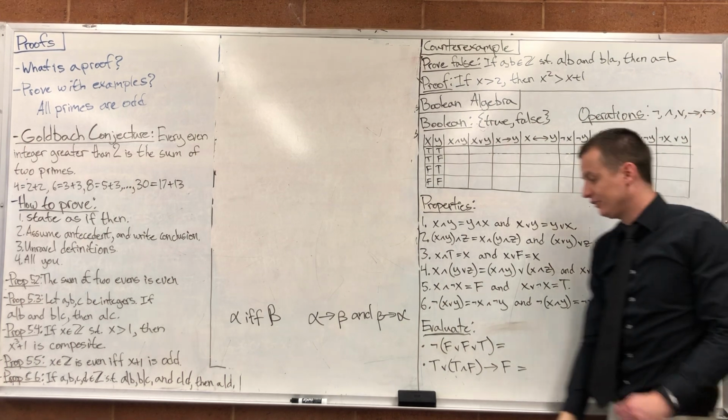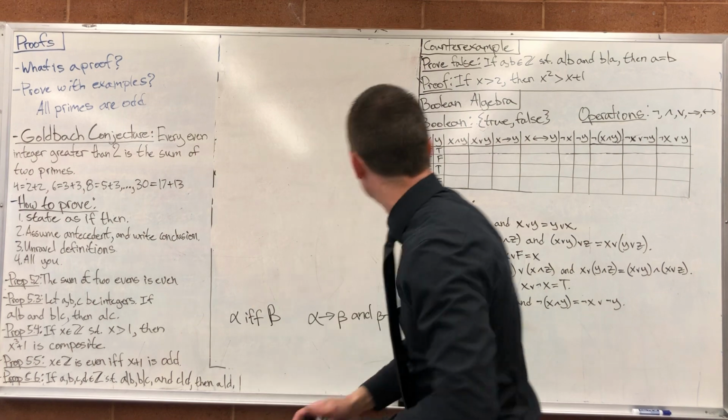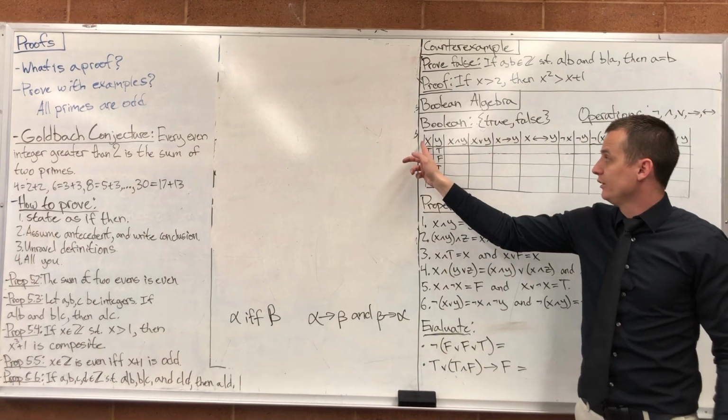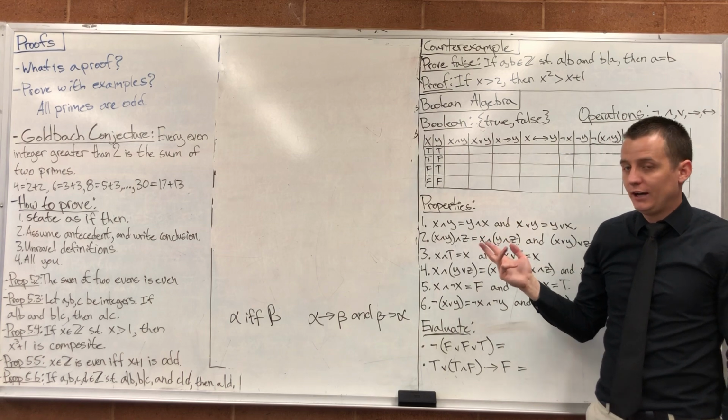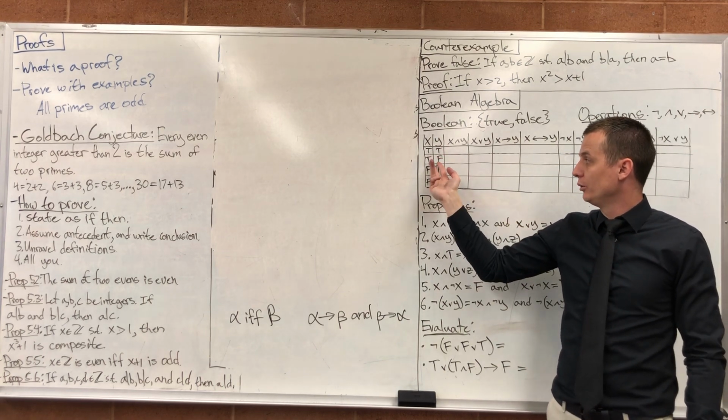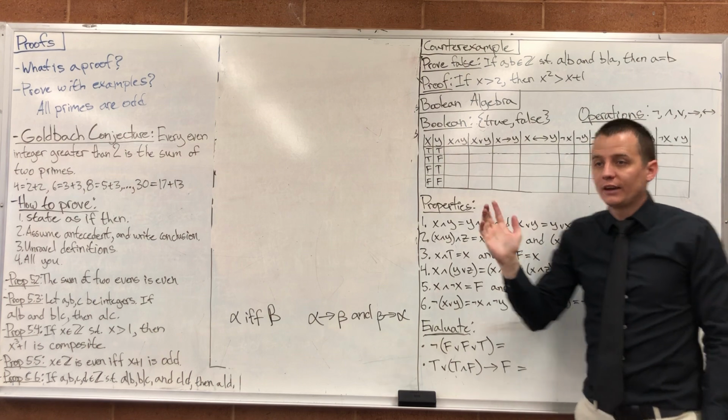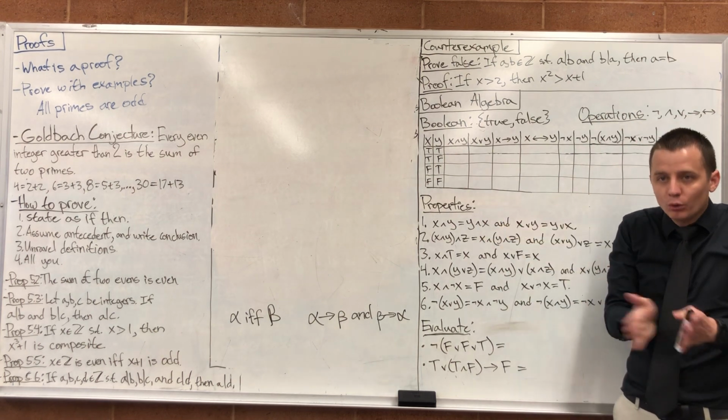Let's remind ourselves of each of these because it's the exact same thing we talked about in logic. So here's x, here's y, 2 Booleans. What are all the possible combinations of their values? You can have true and true, true and false, false and true, false and false. It's like we're building a table of the different operations.